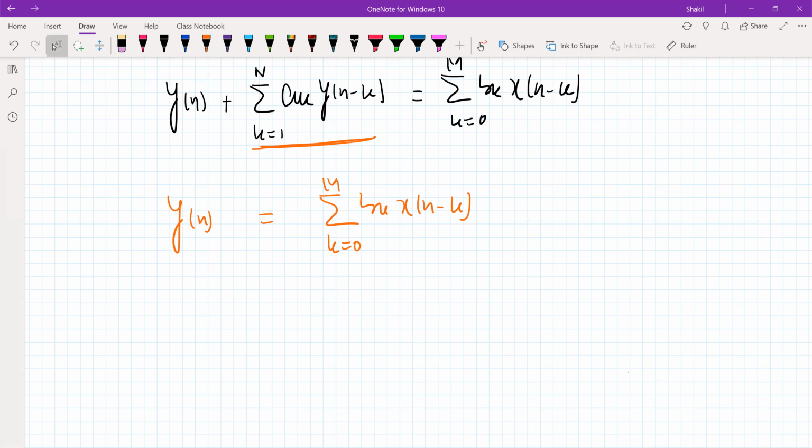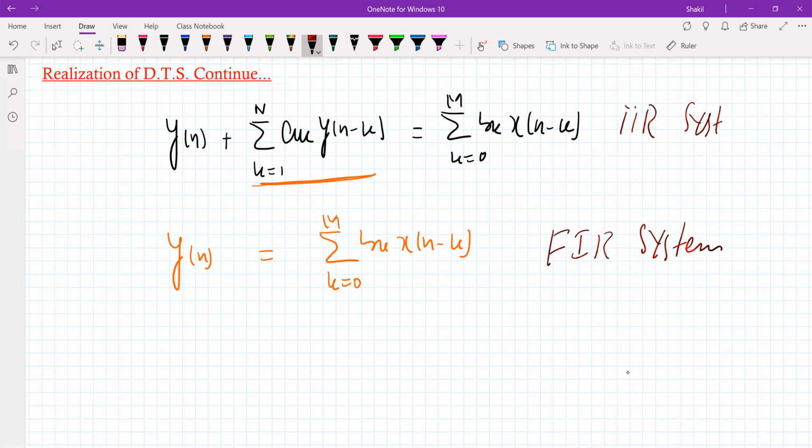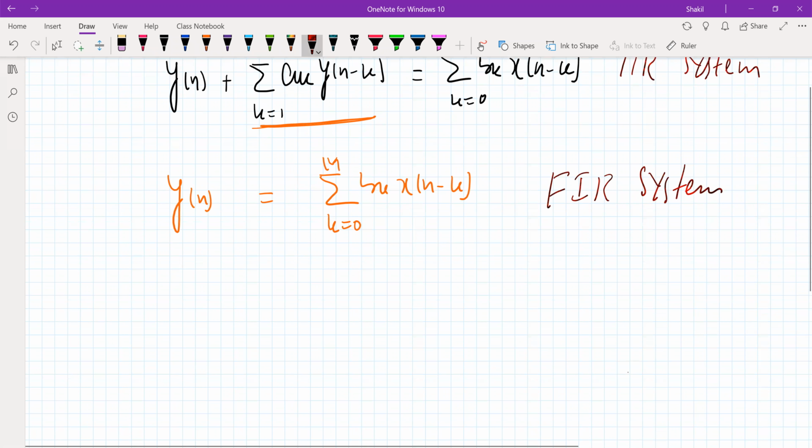Now we'll denote this by a special name, and this is called an FIR system, or more commonly an FIR filter. That we shall see later. Alright, but how do we realize this?